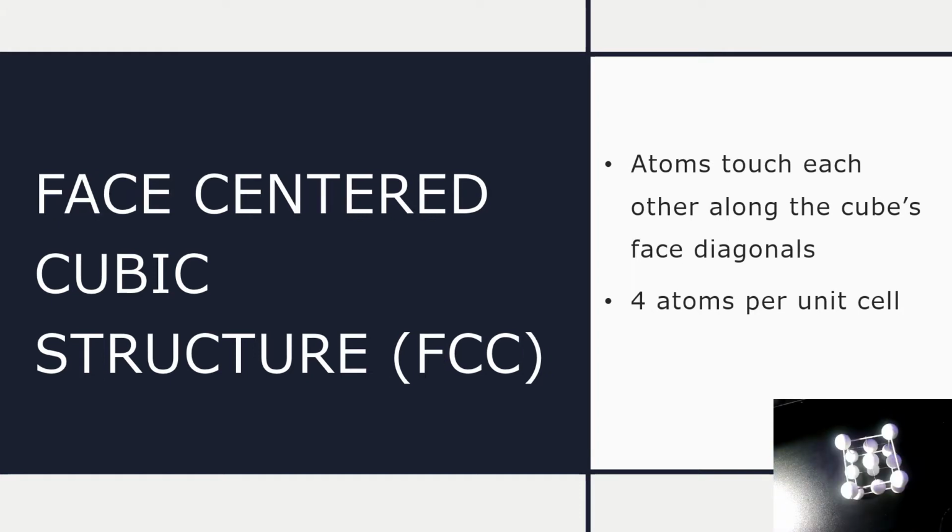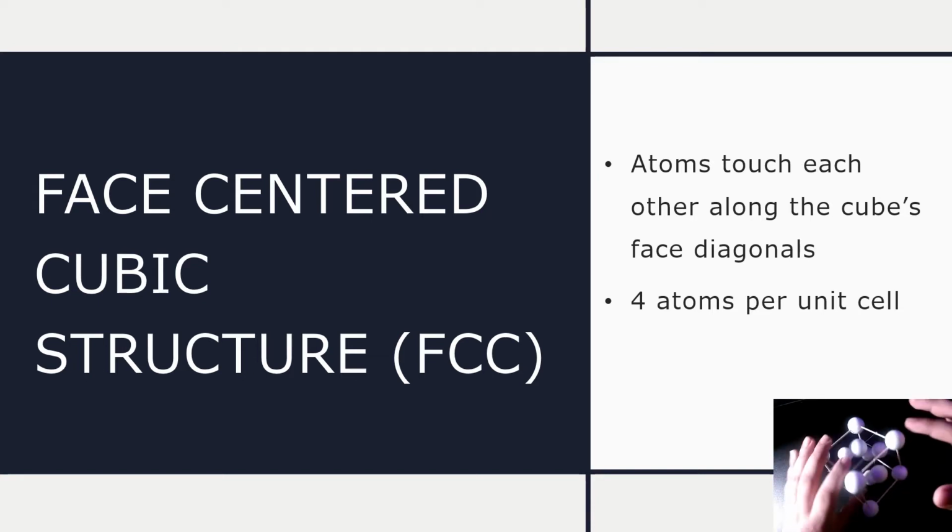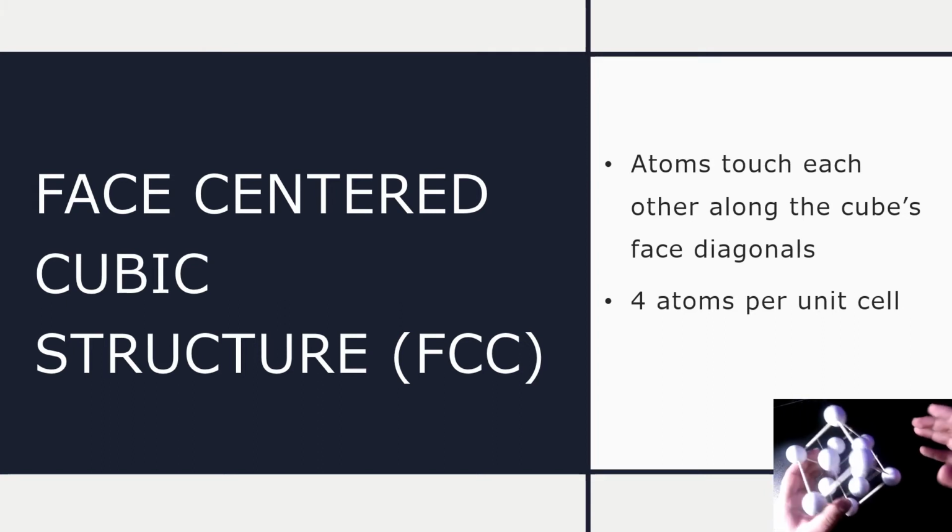The last cubic structure I want to talk about is the face-centered cubic structure, which abbreviates to FCC. Here the atoms touch each other along the cube's face diagonals, meaning there's an atom in between each side. So 6 faces, 6 atoms in between.